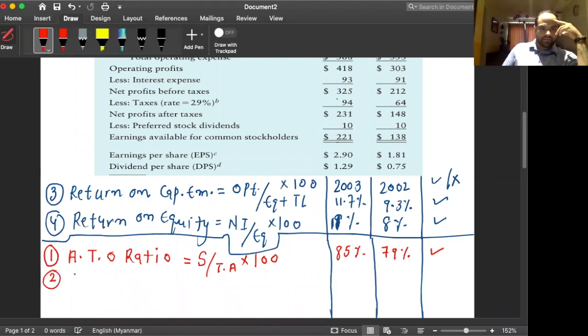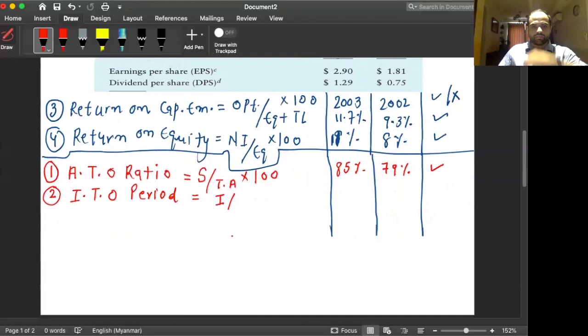Next is the inventory turnover period, right? The formula is inventory divided by cost of goods sold multiplied by 365 days. So calculate inventory turnover and tell me how many days is the answer. So make sure your answer will come in days, not in percentage. All right? So calculate.